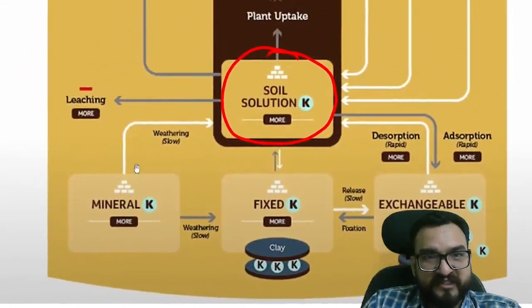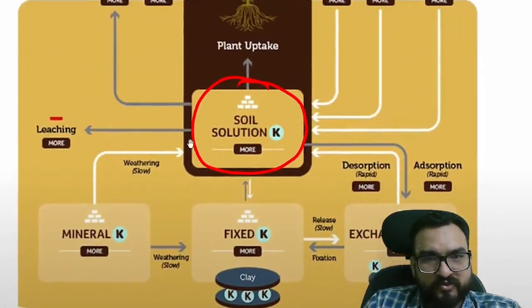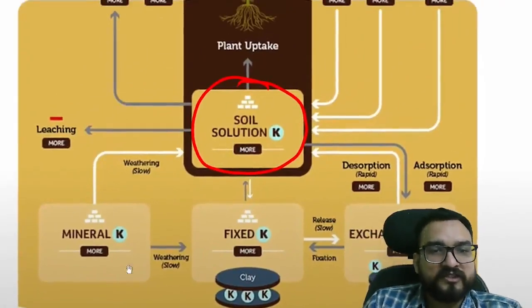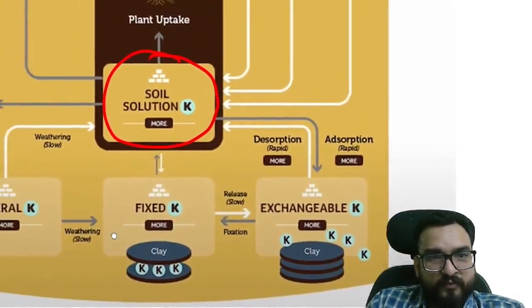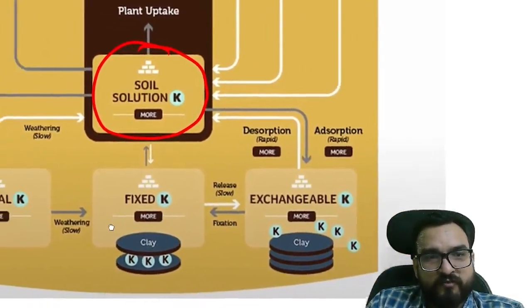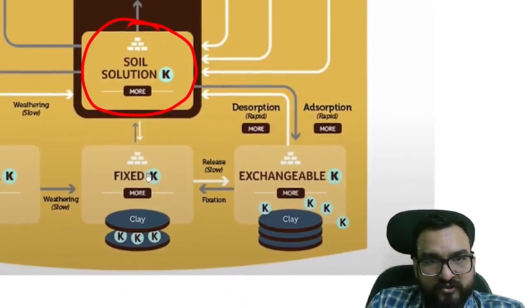And minerals, but this is a very slow process, weathering is slow, see over here. It comes to the soil solution, but we cannot depend upon this mineral weathering process, right? So how is potassium coming then? Potassium can also come in the form of this exchangeable potassium converting into the soil solution, and this is desorption. Understanding? So sometimes fixed potassium is also released.